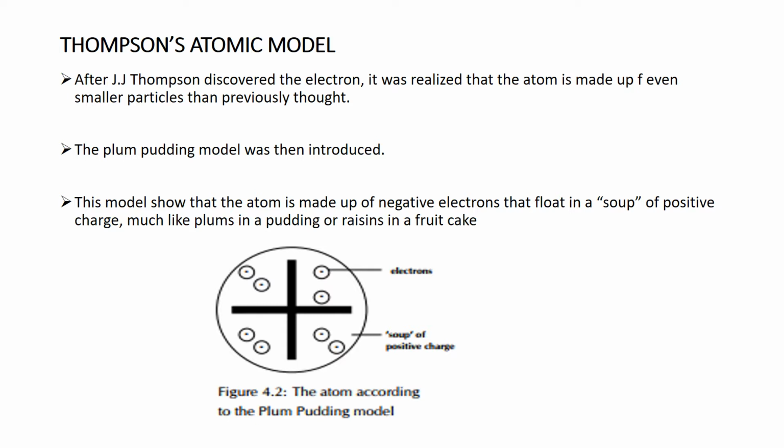So as you can see in figure 4.2 below, we have the soup of positive charge, so the huge positive charge that you see, and then we have electrons around this soup of positive charge. The electrons are floating around this positive charge. That was Thomson's model.